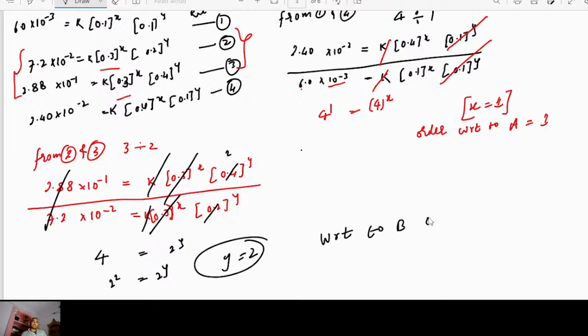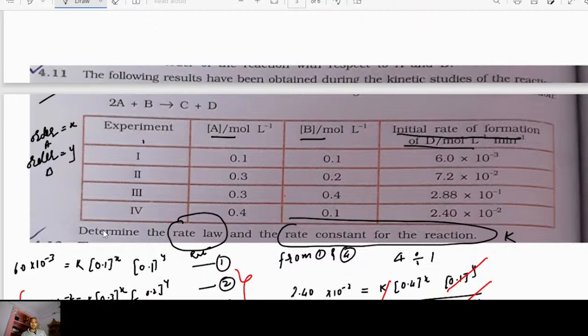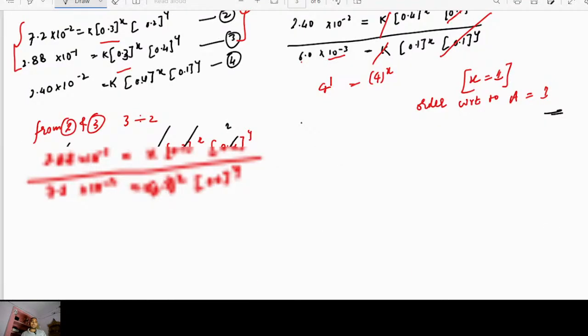So with respect to B, the order is second order. So how can you write the rate? Rate is equal to K, A power 1 and B power 2. Now they are asking for the value of the rate constant. Here you can see the question: determine the rate law and the rate constant of the reaction. So the rate constant is needed. Now you can calculate the rate constant, there is no problem.